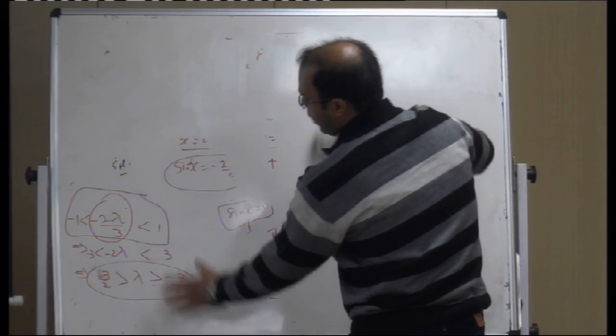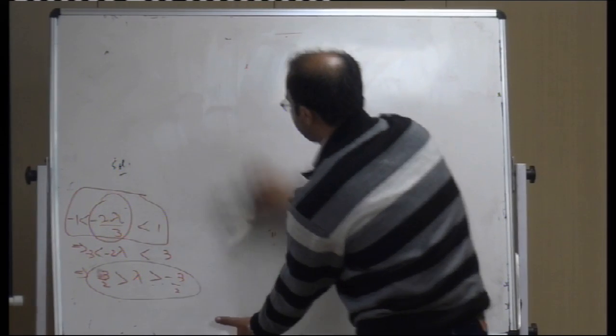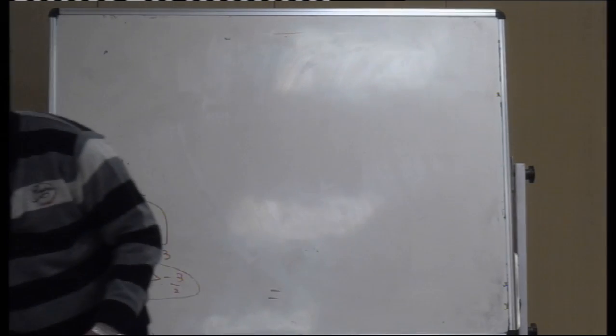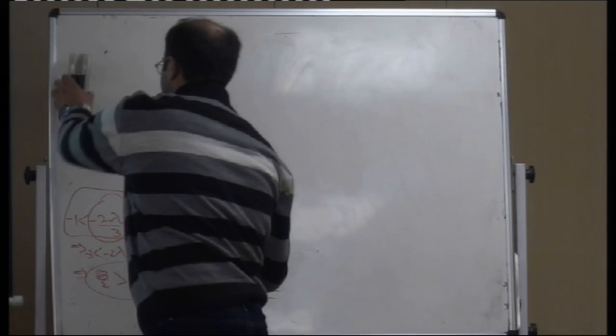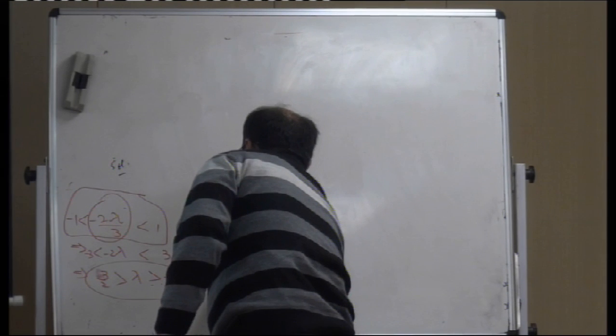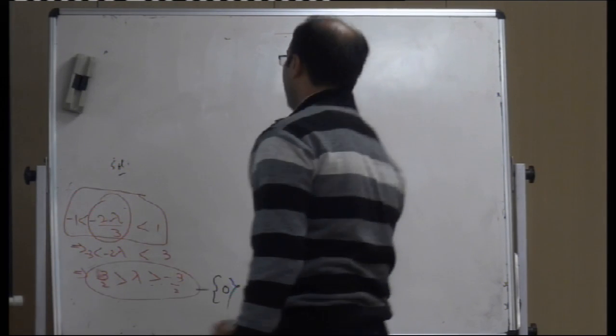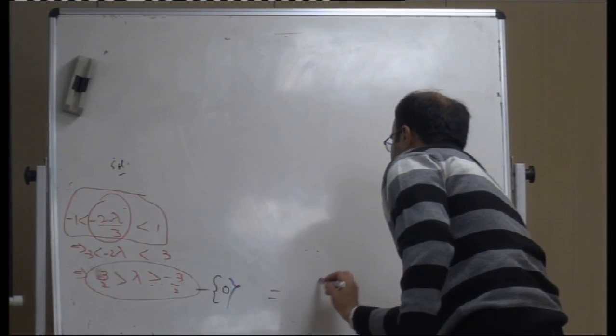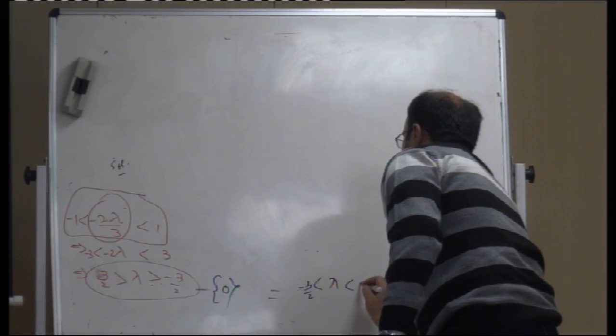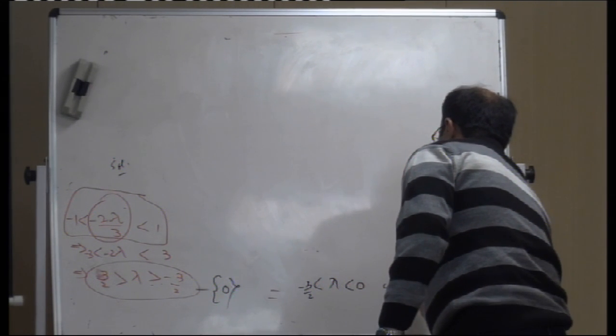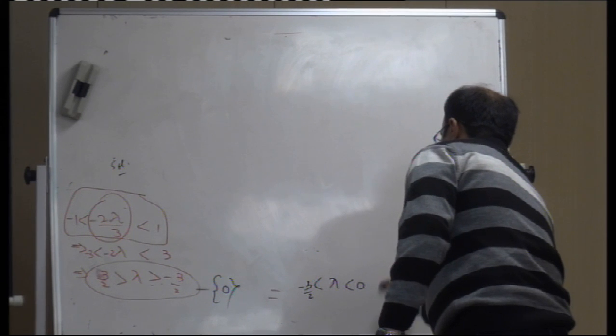So in the final answer, keep this in mind that you have to write that here lambda is from -3/2 to 3/2 except 0, or you can write it like this: lambda is greater than -3/2 and less than 0, or lambda is greater than 0 and less than 3/2.